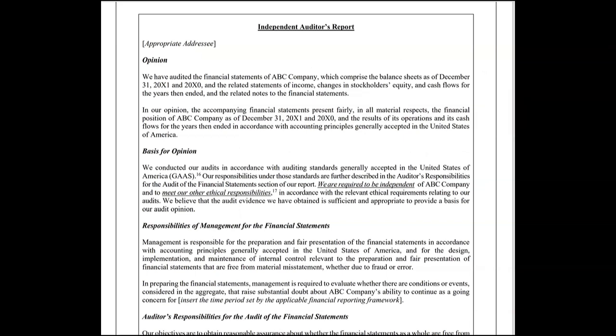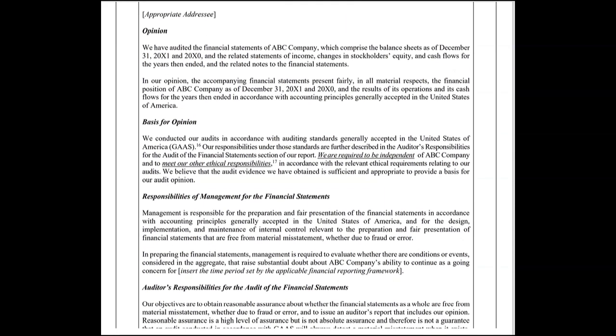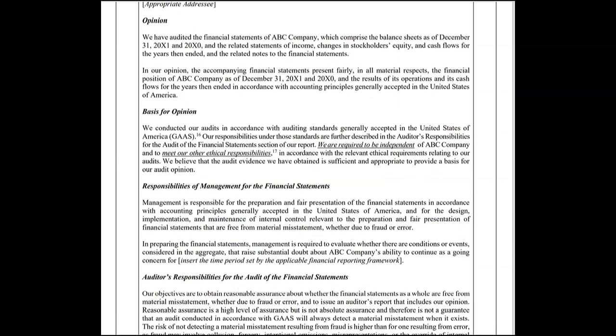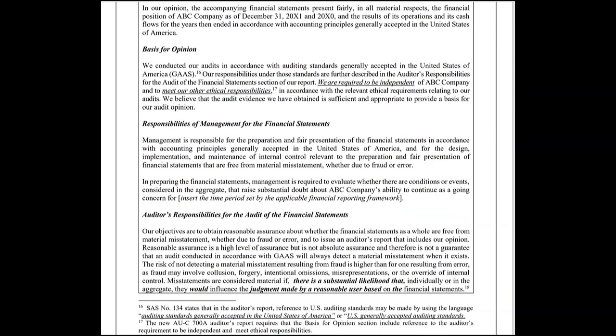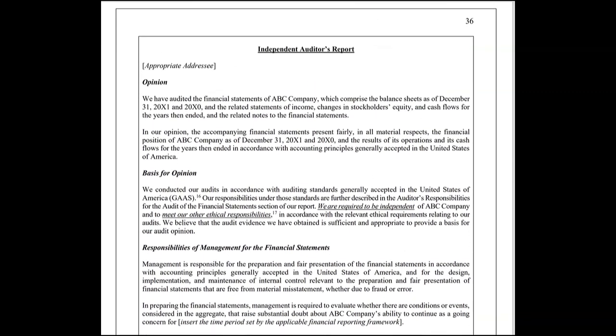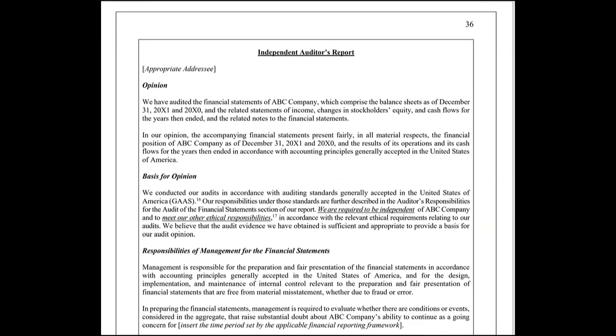Here's a look at the independent auditor's report for the non-issuer now. Notice the opinion section is first, then the basis for opinion section. And those are the only two that have to be in that order. Generally, you'll see the responsibilities of management in the third section, but it doesn't have to be that way. And then the auditor's responsibilities in the fourth section, but that's not mandatory either. The only thing that's mandatory is that the opinion and basis for opinion are first and second in that order.